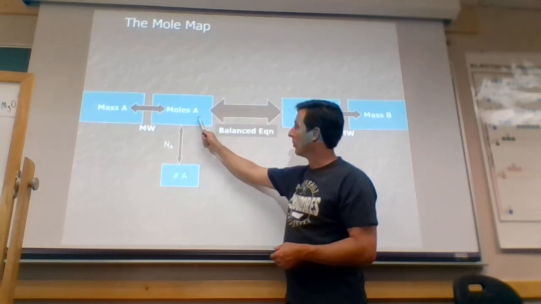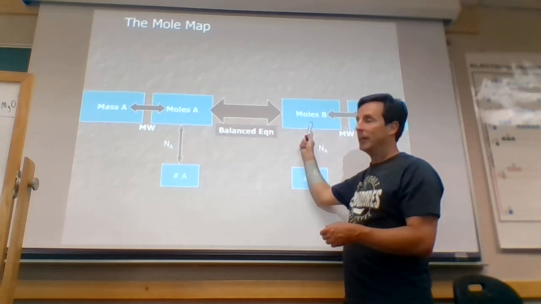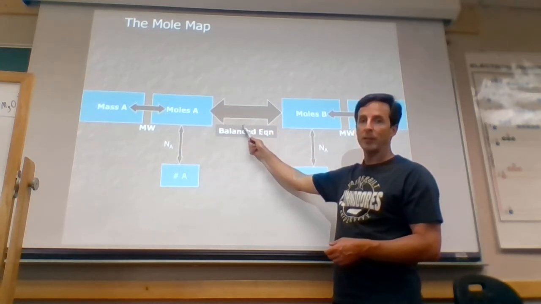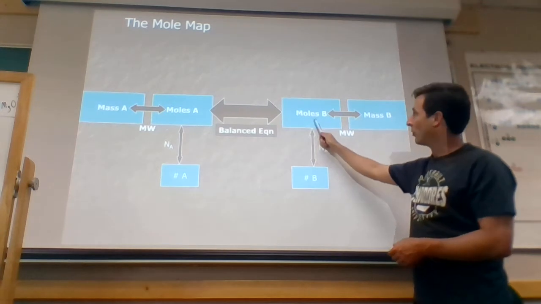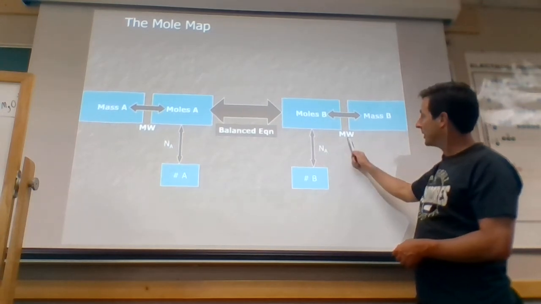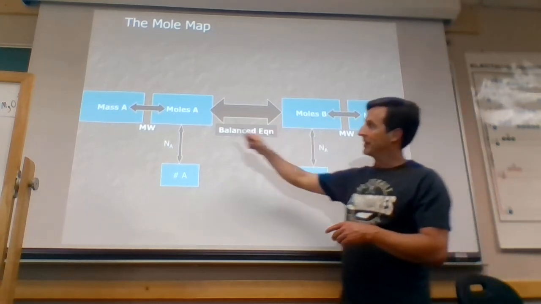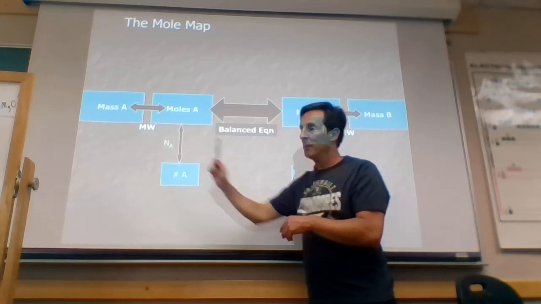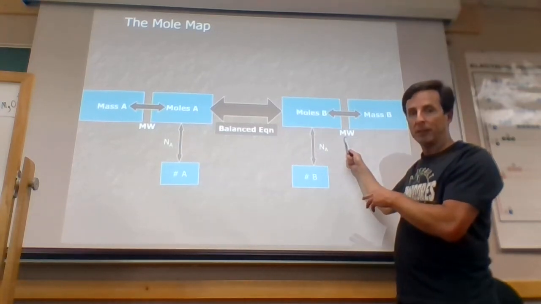Then to go from the moles of the reactant to the moles of the product, I'm going to use the ratio from the balanced equation. And then to go from the moles of the product to the grams of the product, I'm going to use this molecular weight. Just remember, this is the molecular weight of the reactant. This is the molecular weight of the product.